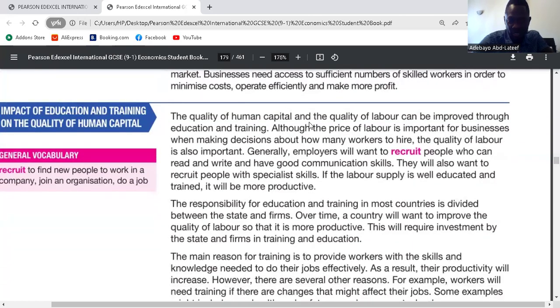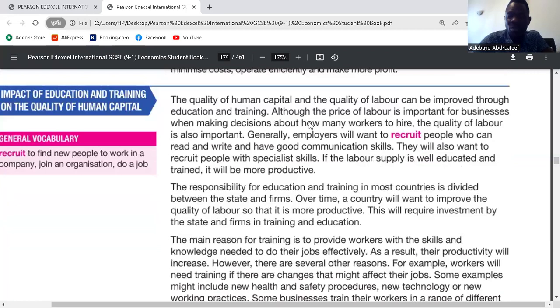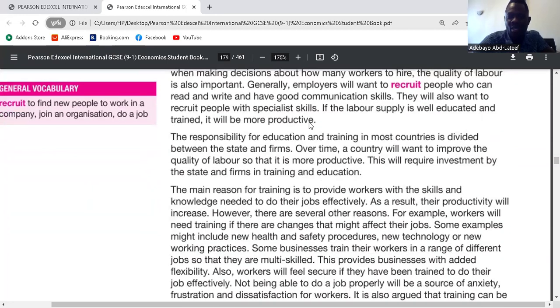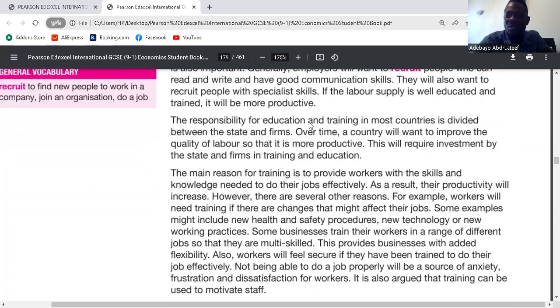The responsibility for education and training is, in most countries, divided between the state and firms. Over time, the country would want to improve the quality of labor so that it is more productive. This will require investment by the state and firms in training and education. The main reason for training is to provide workers with the necessary skills and knowledge needed to do their jobs effectively. The need for education and training varies.